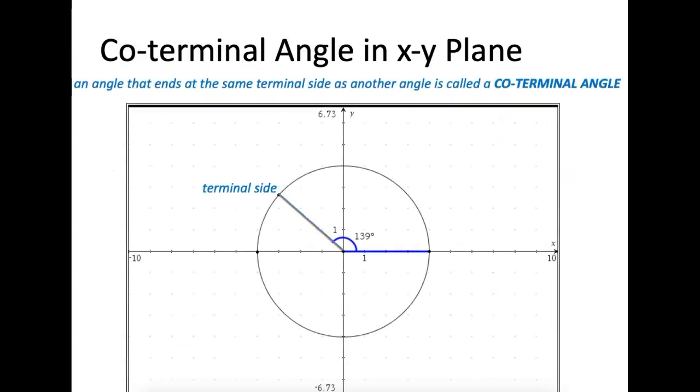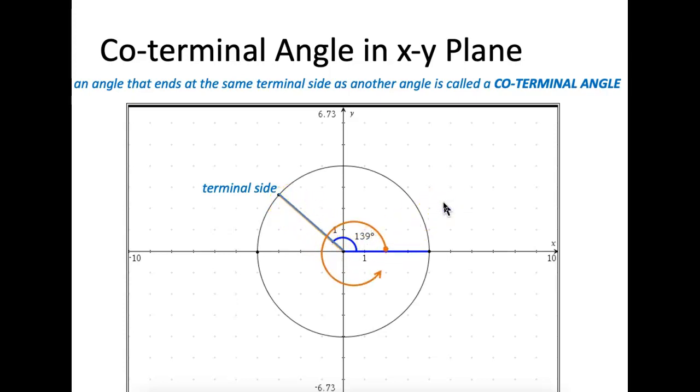Now, a coterminal angle, this is one of the little definitions, is just an angle that ends at the same terminal side as the original angle. So like this particular angle here, this side that's in blue, on the x-axis, that's the initial side, and the terminal side is this one. That gives me the 139.